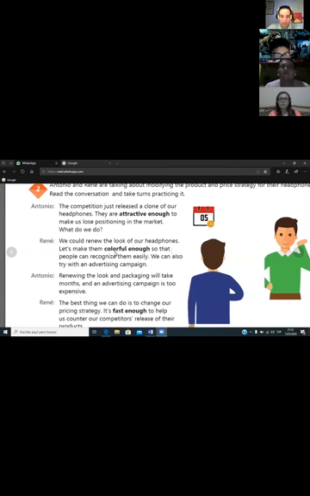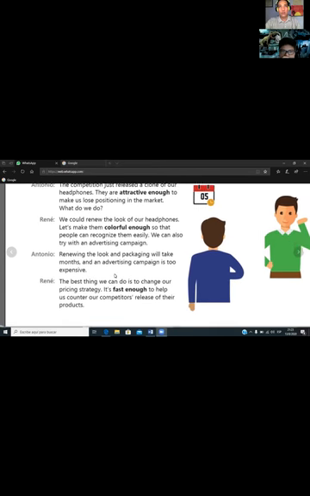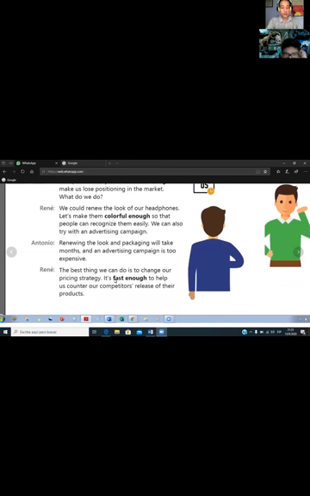Clone of our headphones. They are attractive enough to make us lose positioning in the market. What do we do? We could renew the look for our headphones. Let's make them colorful enough so that people can recognize them easily. We can also try with an advertising campaign. Renewing the look and packaging will take months, and an advertising campaign is too expensive. The best thing we can do is to change our pricing strategy. It's fast enough to help us counter our competitors' release of their products.